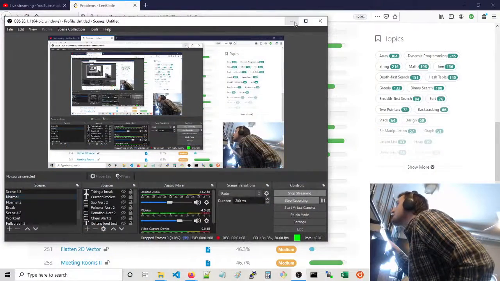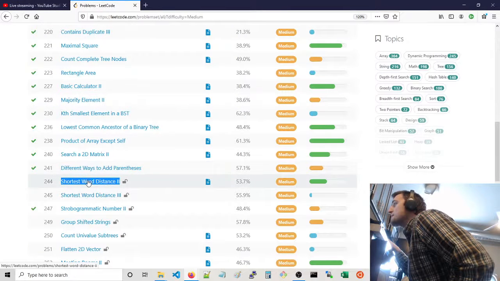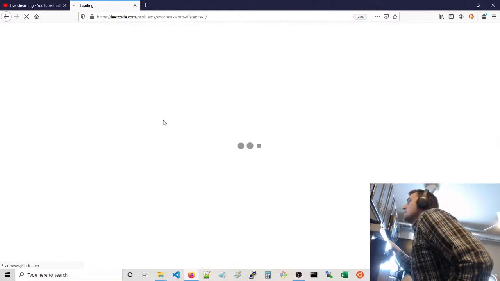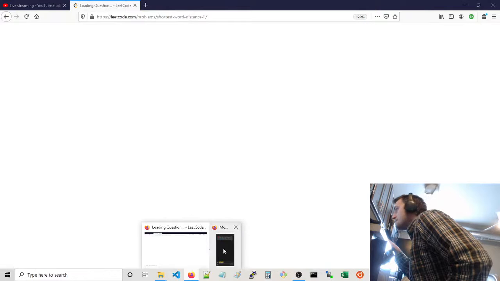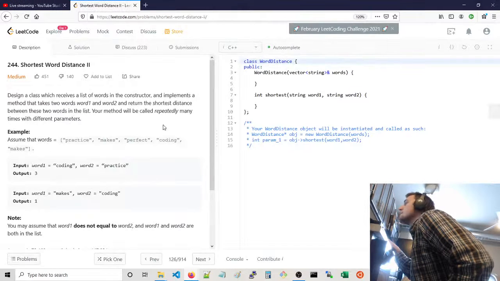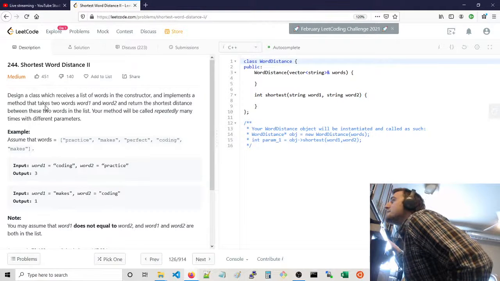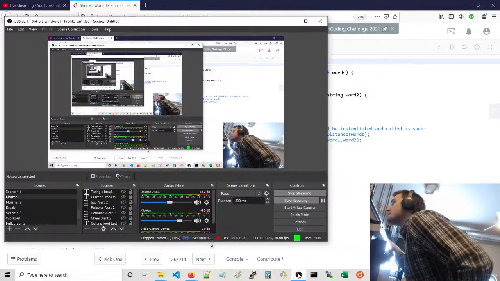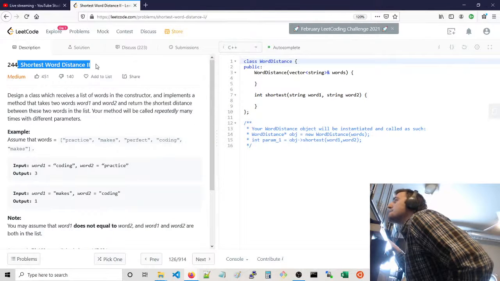So the problem is going to be Shortest Word Distance 2 from Leetcode. And as you can see, I'm practically blind, so I have my face pretty much crammed against the computer here. All right. Let me see what you guys can see. Yeah. Okay. Shortest Word Distance 2.